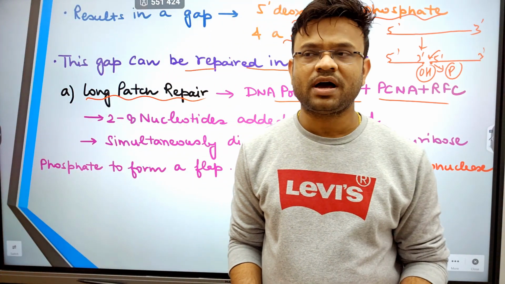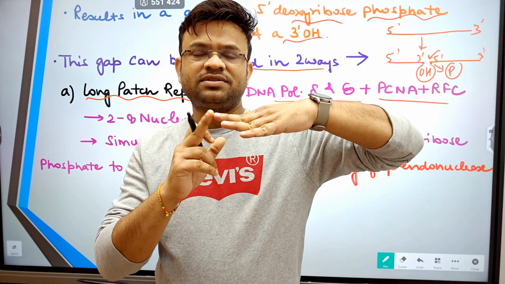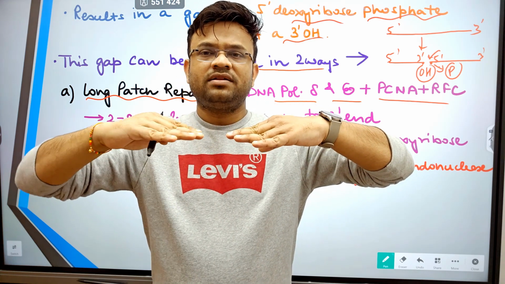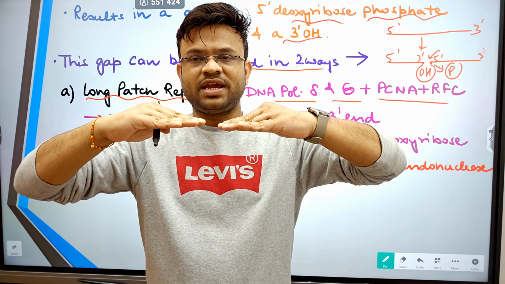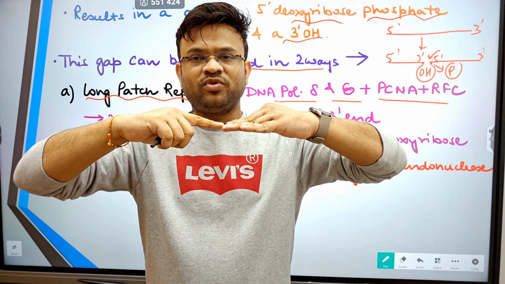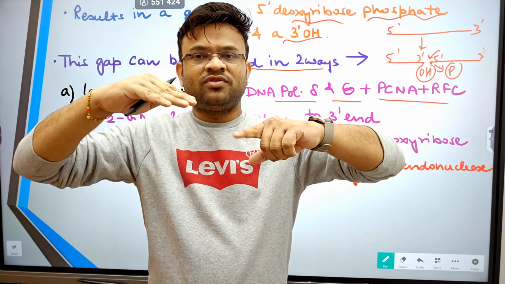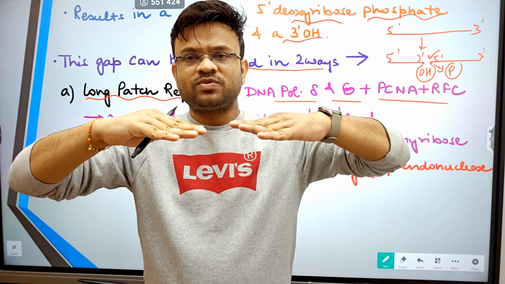Now, how is this going to be done? So remember, let us say that this is a 3' OH, this is a 5' end, okay, and this is the portion where the gap is created. So this is where the gap is created, and as I said, this is the 3' OH, okay. So 5' phosphate, 3' OH, 5' phosphate, 3' OH, something like this. So how will this be done?